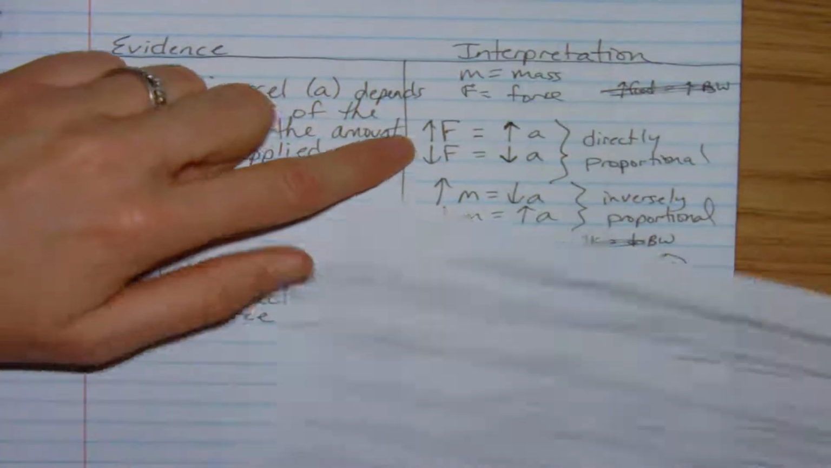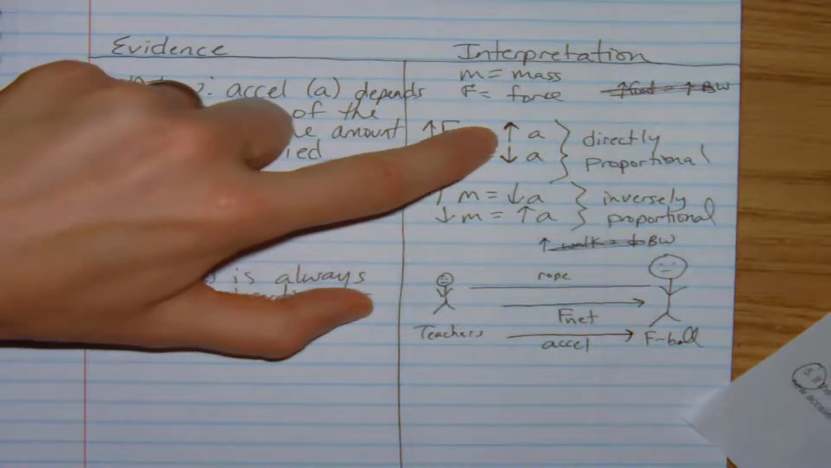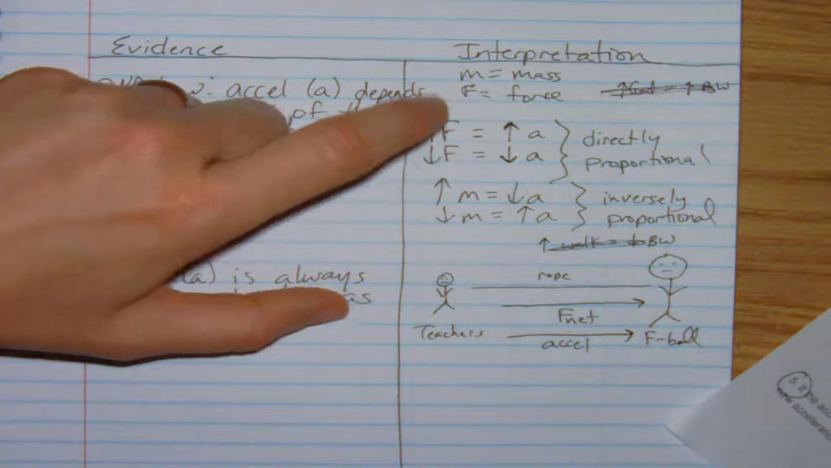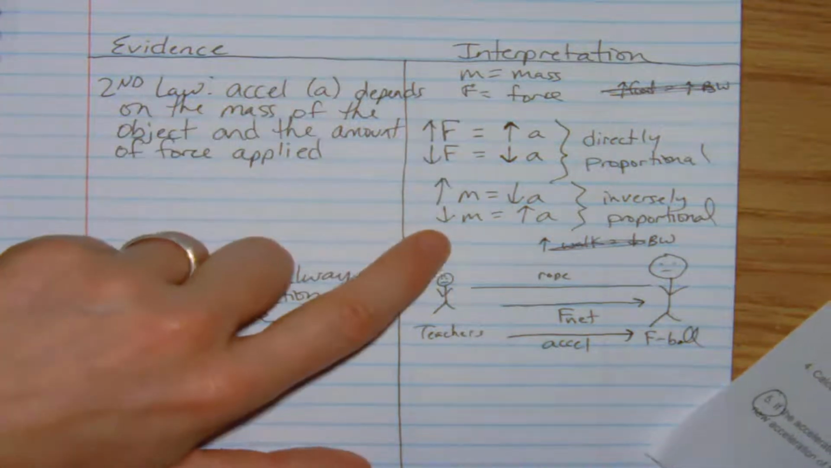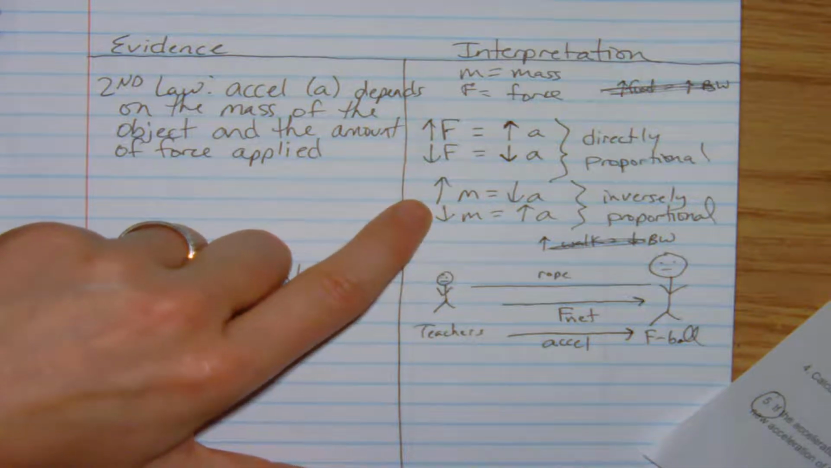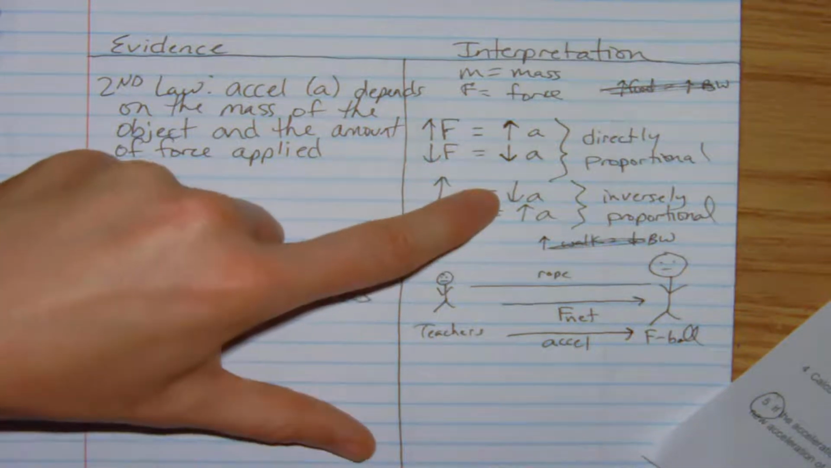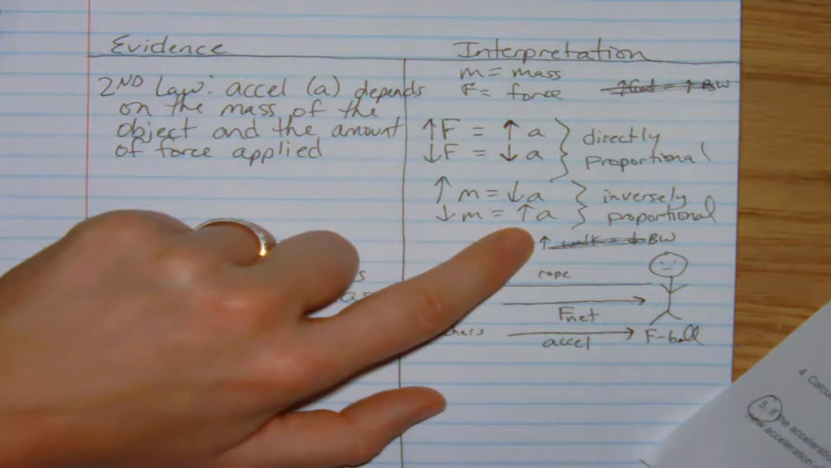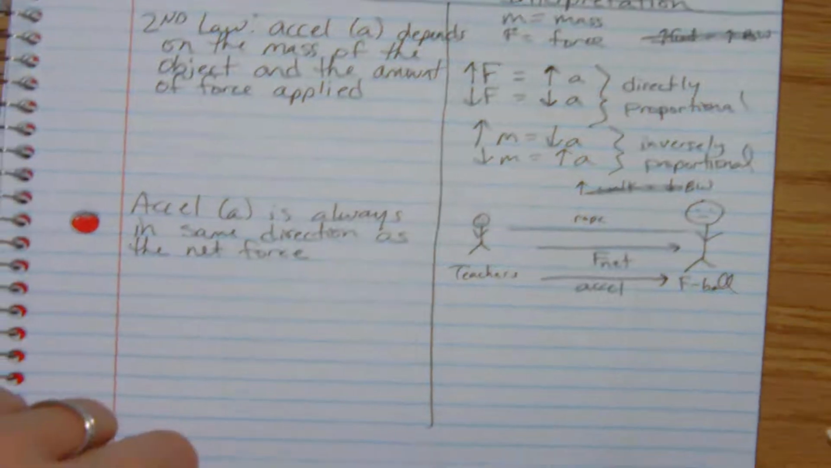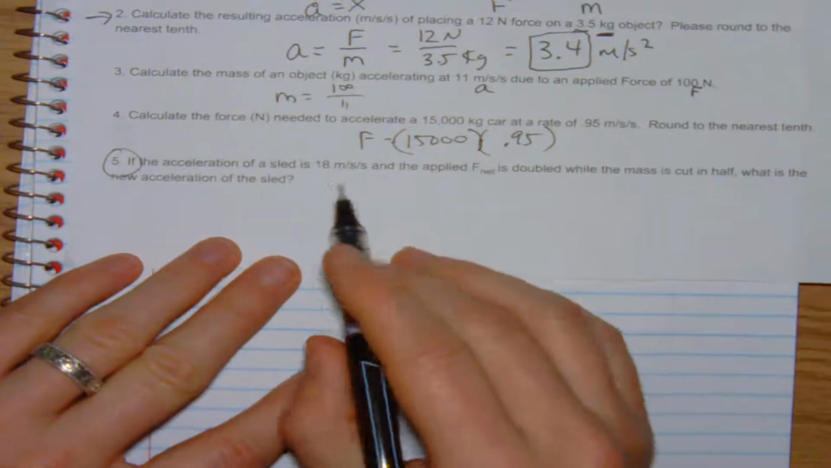And it goes back to this. If you increase force, you've got to increase your acceleration at that rate. Decrease force, you decrease your acceleration at that rate. For mass, if you have more of a mass, you're going to get less acceleration. You have less in that wagon, then you would end up speeding up. Your motion would be in a positive direction. You'd go faster. Let's look at number 5.